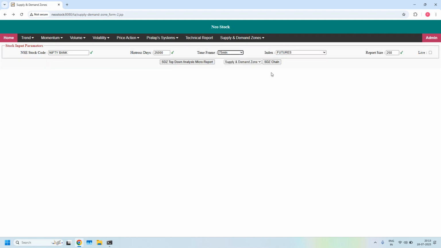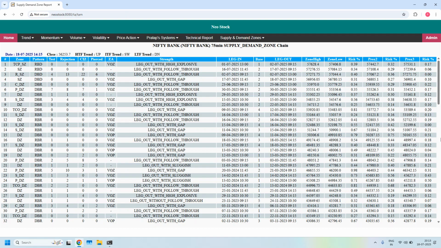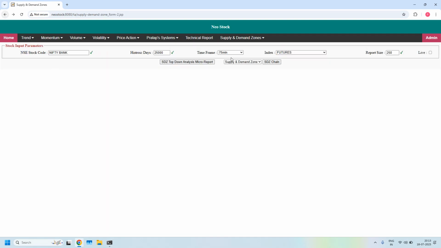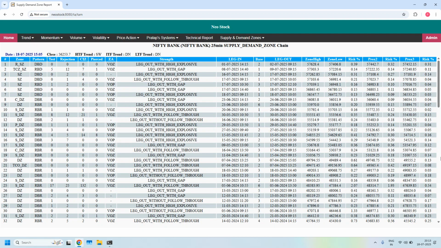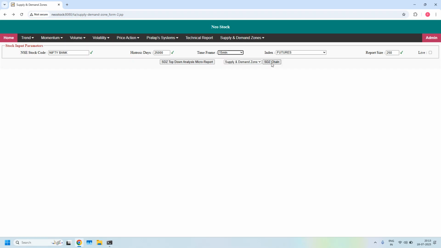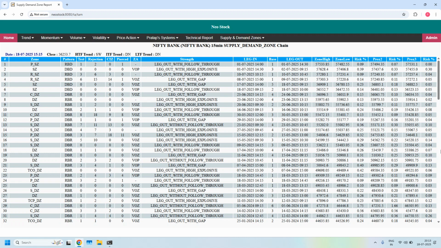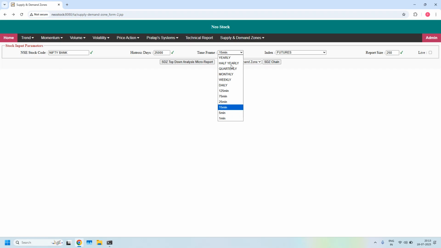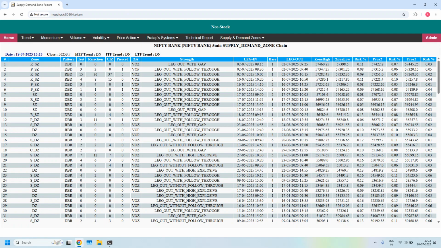Next, generating 75 minutes, 25 minutes, 15 minutes, and 5 minutes supply demand zone chains for Bank Nifty. So this is about Bank Nifty supply demand zone chain.